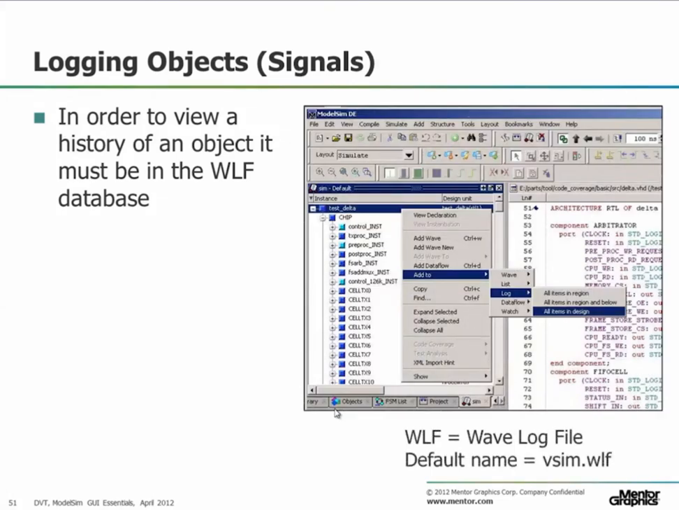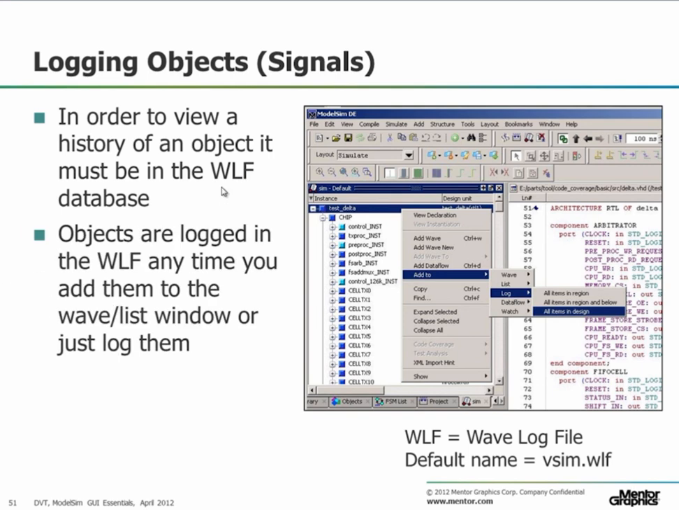So the first thing we need to talk about is logging signals so that they get into the waveform database. I'm sure we've all had situations where we've been running a simulation, we go to put a signal in the wave window, and that signal has no data. It's blank. And I have to stop the simulation, restart, and rerun to that point to get information. The reason that signal is blank is that it hasn't been logged, it's not recording, and all of that information gets stored in this file called the vsim.wlf by default.